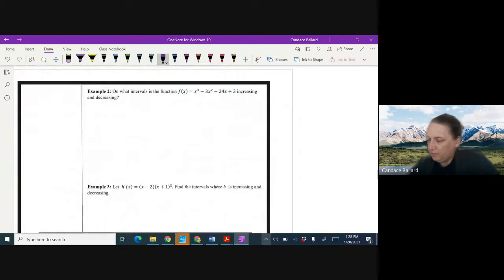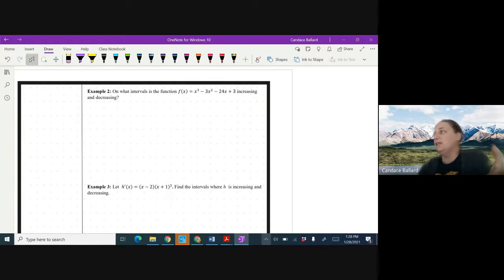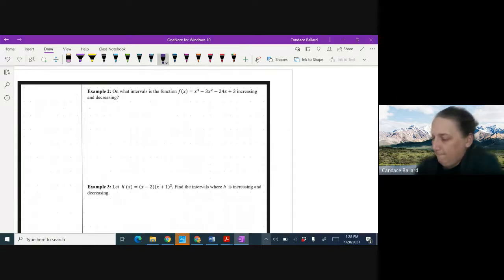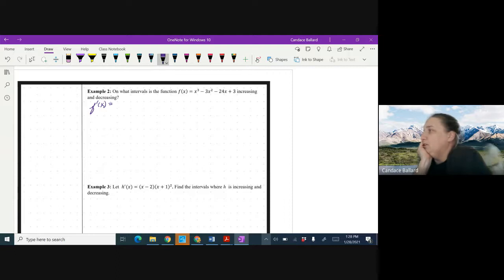So let's do example 2. On what intervals is the function f of x equals x cubed minus 3x squared minus 24x plus 3 increasing or decreasing? So you guys told me last time I take the derivative and set it equal to 0. So my question to you is, what is the derivative of this function in example 2? Tell me in the chat. It's the derivative of my function. All right, so 3x squared minus 6x minus 24.